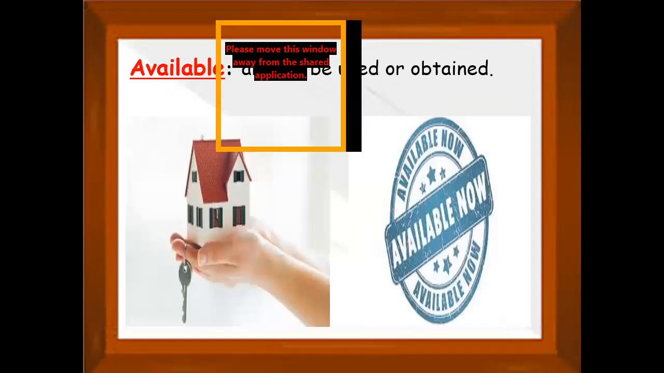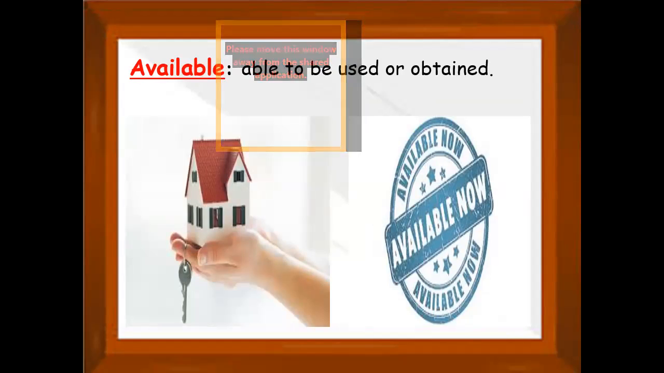Then we have available. Available means you can use it. It's able to be used or obtained. People can use it. It's available. Unavailable is something that is not able to be used. We will take the opposites right now in the book.